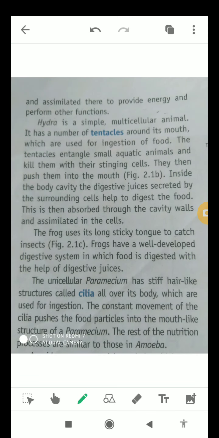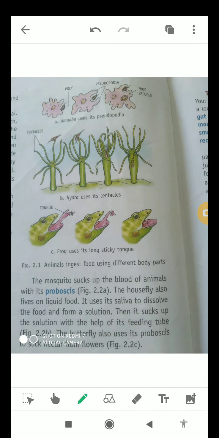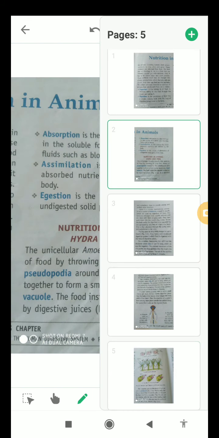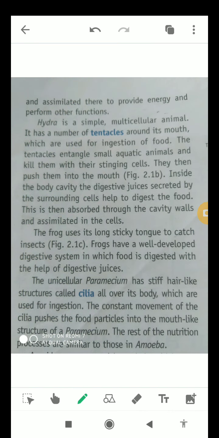Okay students, now we will talk about hydra. Hydra is a simple multicellular animal. Multicellular means the body of the hydra is made up of many cells. And it has a number of tentacles around its mouth. I'll just show you the structure of hydra. This is the structure of hydra. As you can see, these are the tentacles present. Okay, and this is how it catches the insects which come onto the tentacles. And tentacles are used for ingestion of food.